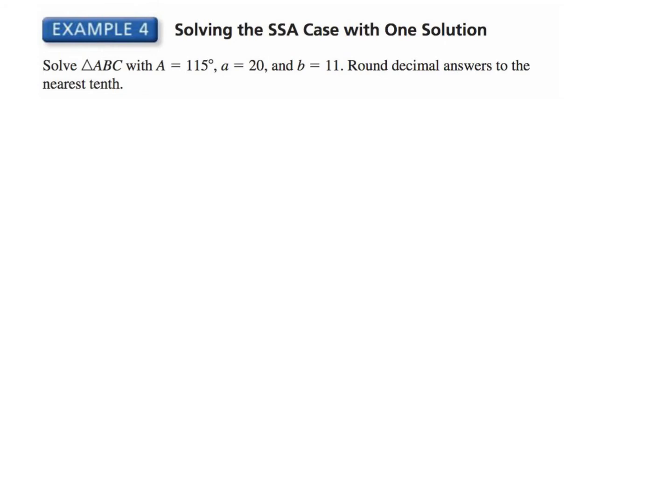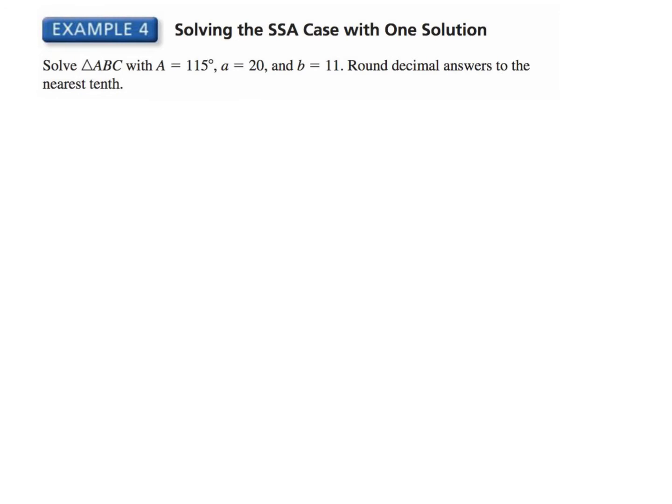Okay, so looking at this, it already says there's one solution. I'd prefer to kind of ignore that because you won't always be told that there's one solution. So you have this triangle with angle A is 115, side A is 20, and side B is 11. We want to solve it and round the answers.